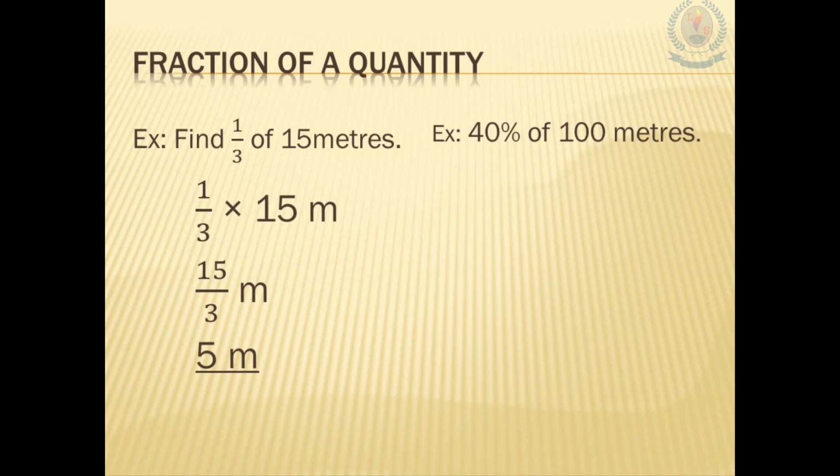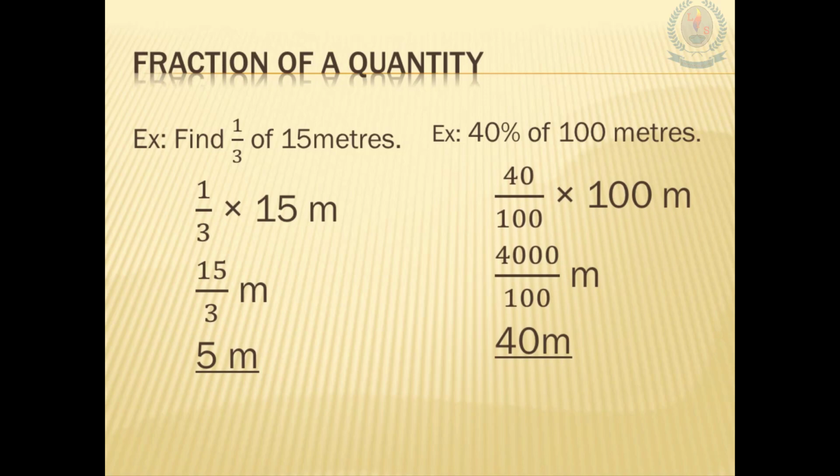Next question, 40% of 100 meters. 40% you can write as a fraction, 40 out of 100. You can write it as multiplication, 40 out of 100 times 100 meters. You can multiply 40 and 100. It's equal to 4,000. 4,000 you have to divide by 100 to get the answer. The answer is 40 meters.